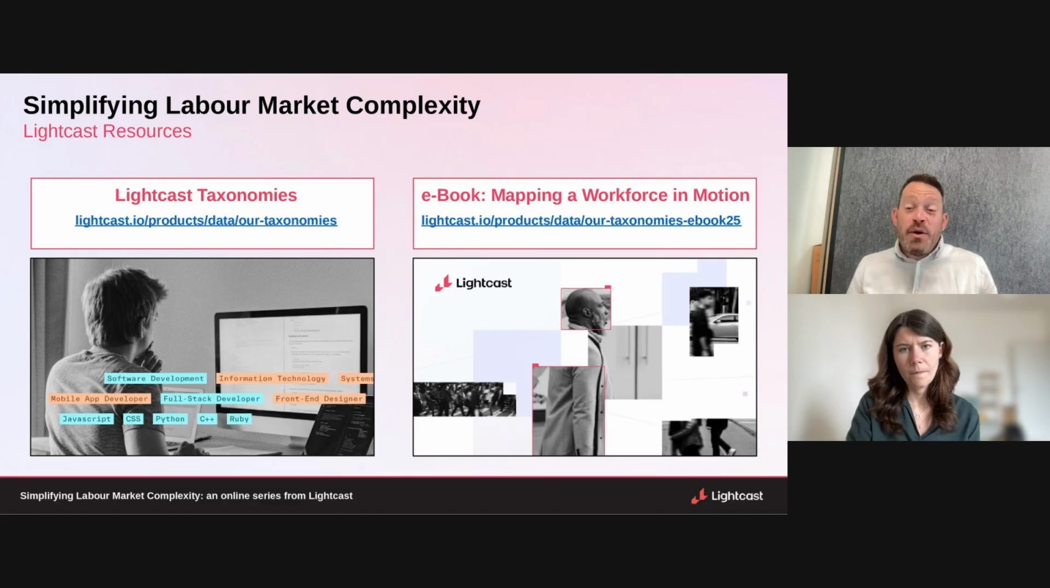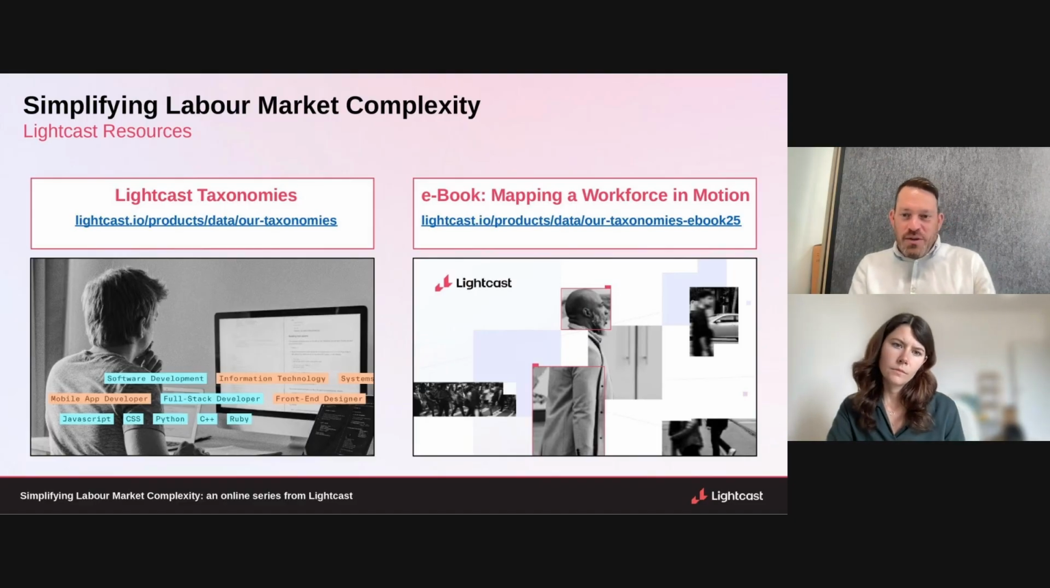If you want to learn more, and who wouldn't want to learn more, then a couple of resources to point you towards. So we have an amazing set of resources on the Lightcast website. So if you head to the taxonomies area, you can dive into the wonderful world of the Lightcast occupational taxonomy, the skills structure. A lot of resources you can play with it, learn about it there. And we actually recently produced an ebook that sort of brings some of that to life as well, and I would highly recommend checking that out as well.